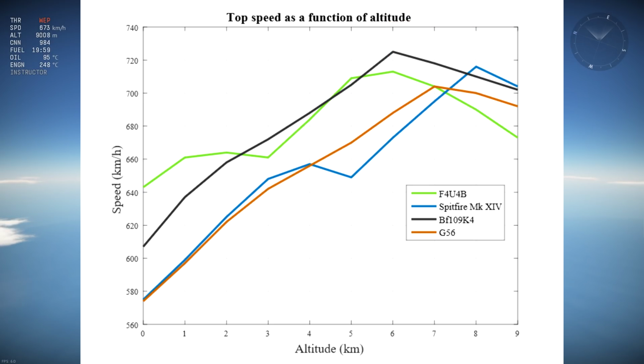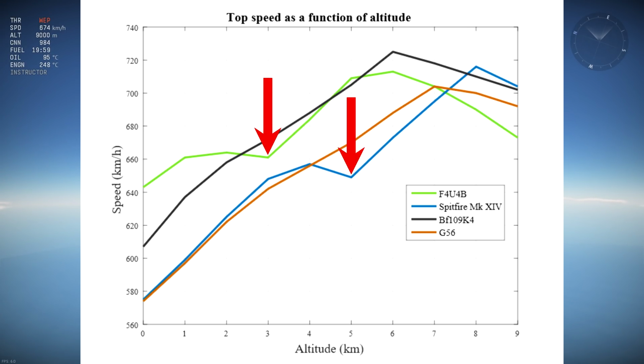One thing that's interesting to note are the speed curves for the F4U-4B and the Spitfire. These dips indicate that the supercharger gear switch is close to that altitude, and that's where the Axis fighters with their variable speed superchargers will have the highest speed difference with the Allied fighters.